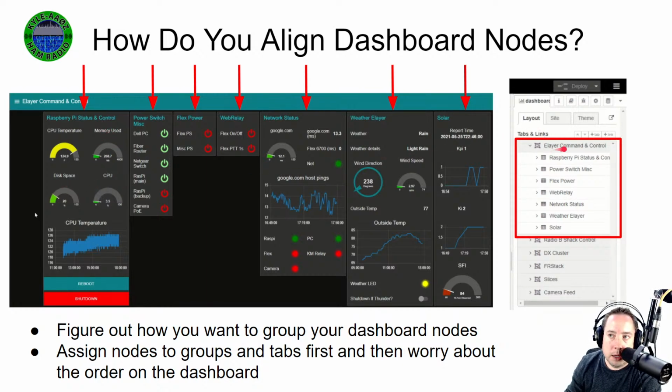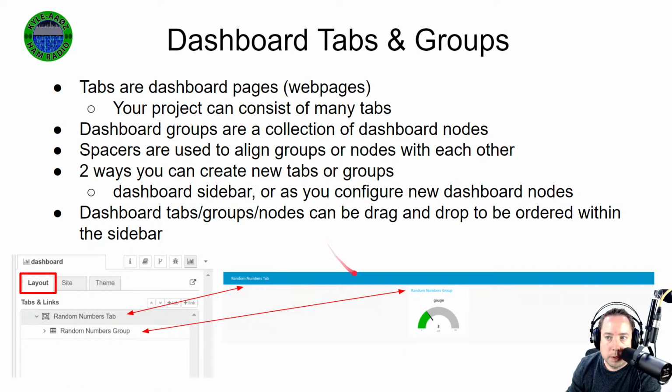And you can see Elayer Command and Control, that's the name of the tab. Here is Elayer Command and Control up here as the tab name, and everything is underneath it. We'll get into some more stuff here. So again, tab, random number tab, random numbers group. This is how you group everything together on the dashboard in order for you to put everything together and make it nice and pretty.